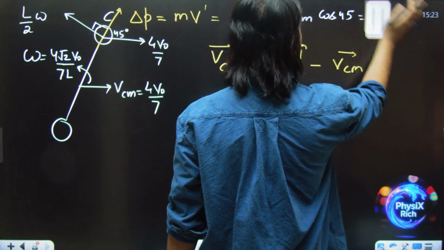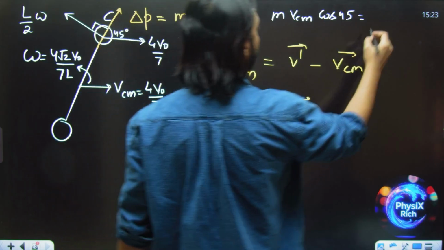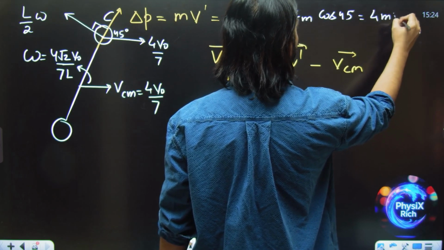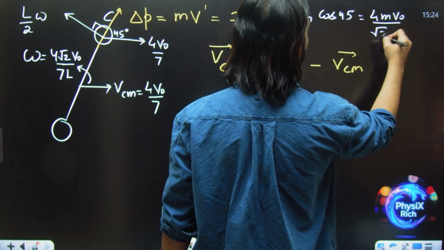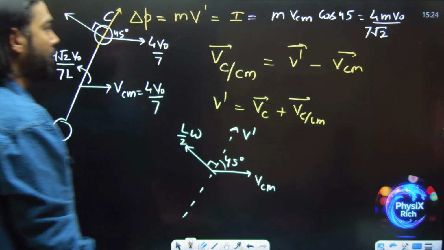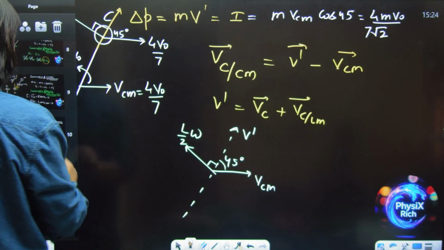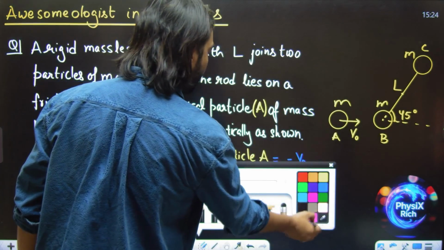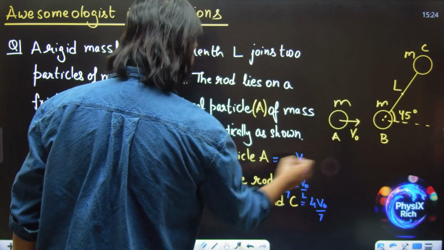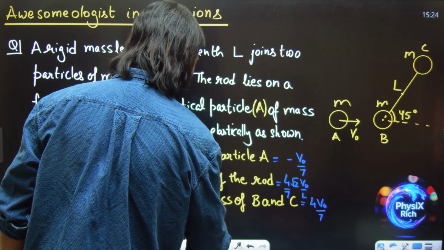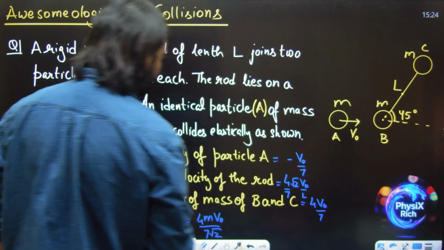Now what was VCM? VCM was 4 V naught by 7. So we will have 4 M V naught by 7 root 2. That's our answer: 4 M V naught upon 7 root 2. So yes, we have come to 4 M V naught upon 7 root 2.